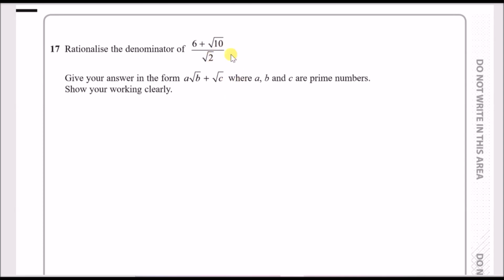Now to rationalize this easily, you always times up and down by what the bottom is. In this case, we times up and down by root 2 over root 2. Now what happens when we do this? Well, on the top half, you have root 2 times both of these terms. 6 times root 2 is 6 root 2, and then root 10 times root 2 is just root 20. Alright, so far so good.